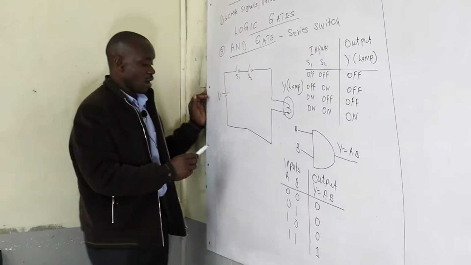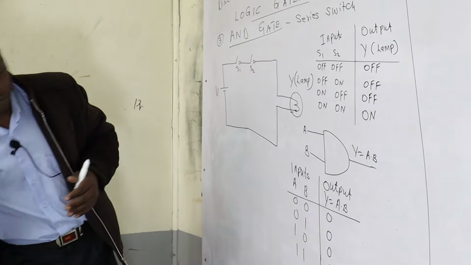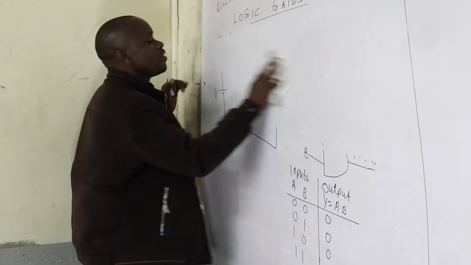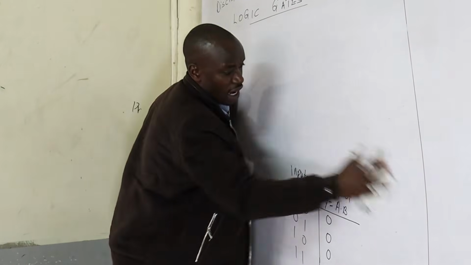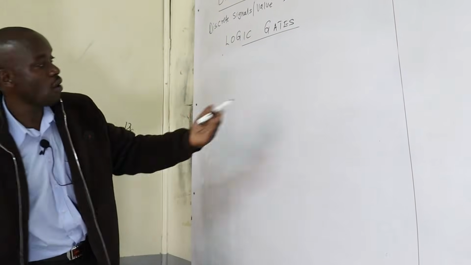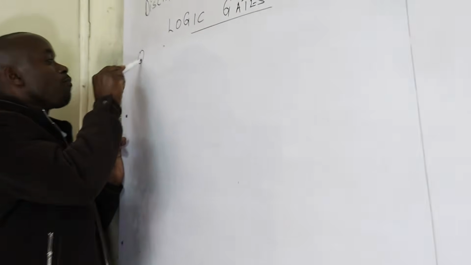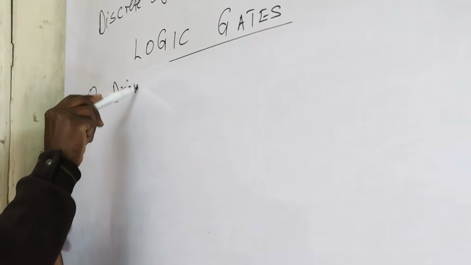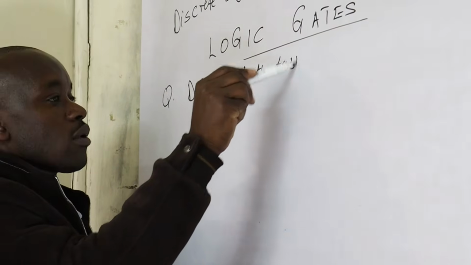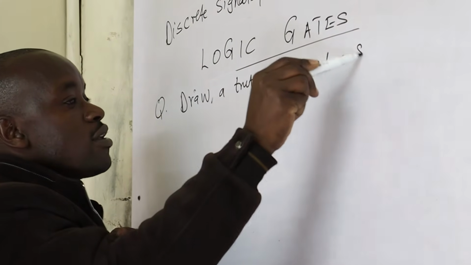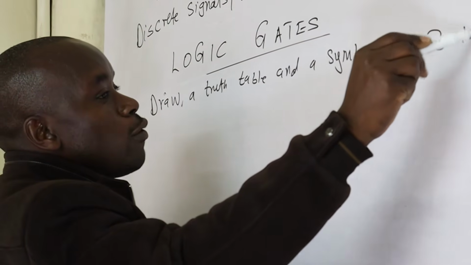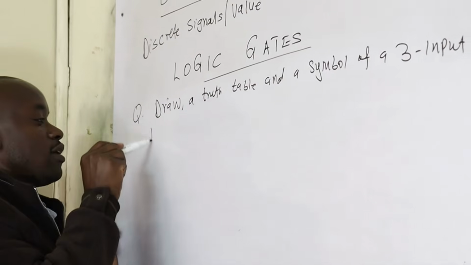What you do is, let me form a question here and we represent it, because somebody might be thinking it's only 2 inputs. No, we can use 3 inputs and it's allowed. 4 inputs is allowed. What will be changing is the number of variables in our truth table. So if they say: draw a truth table and a symbol of a 3 input AND gate.